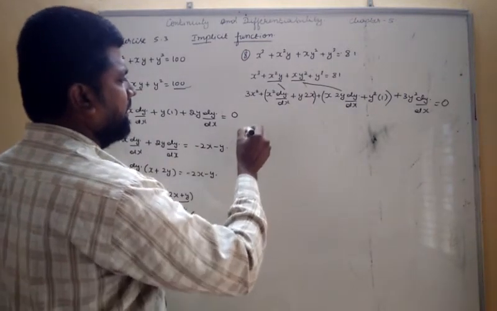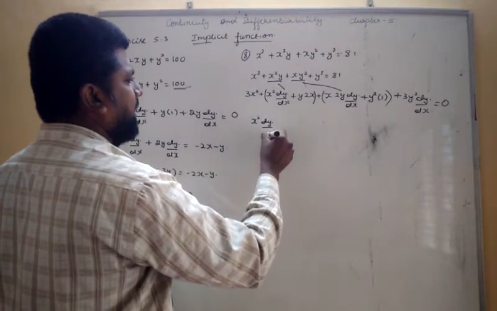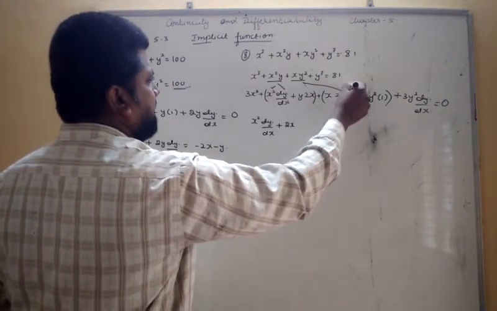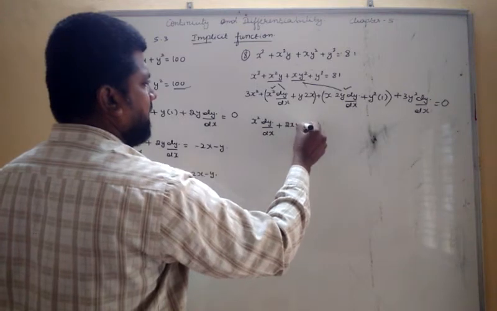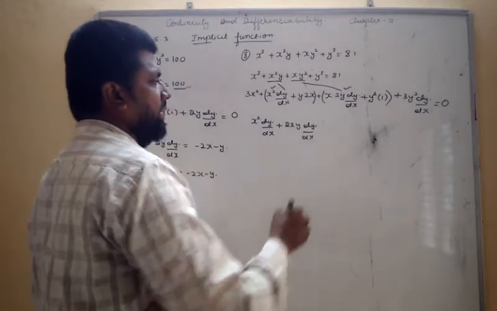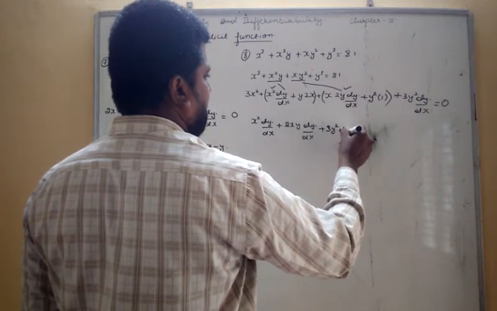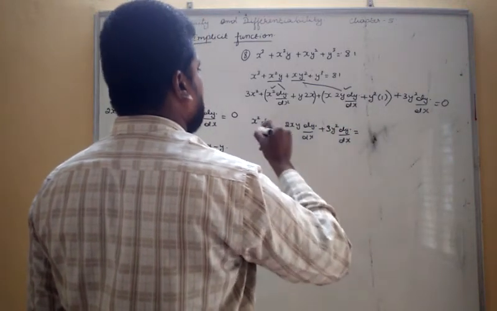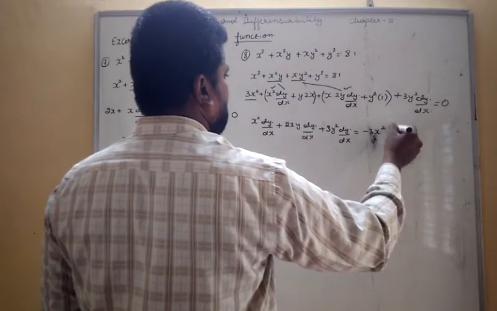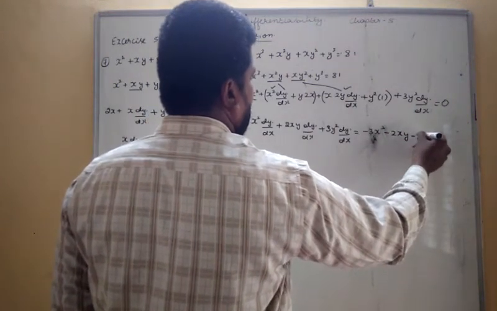Okay, then keep the dy/dx terms on the left side: x² dy/dx plus 2xy dy/dx. No shifting is needed there. So all the dy/dx terms are on the left side only: 3y² dy/dx. Then shift 3x² to the right side as minus 3x², then shift 2xy as minus 2xy, then shift y² as minus y².